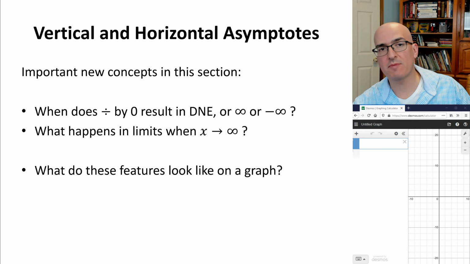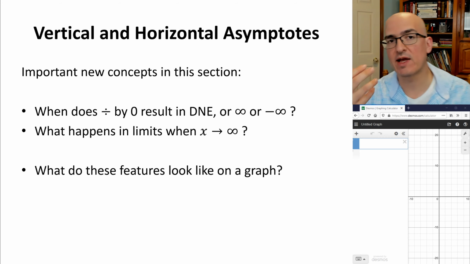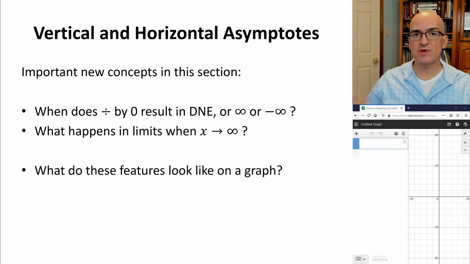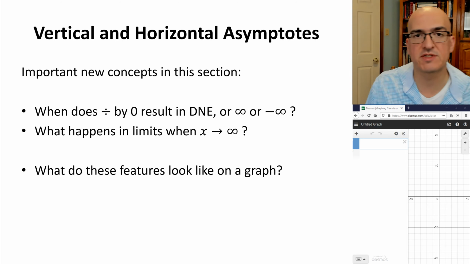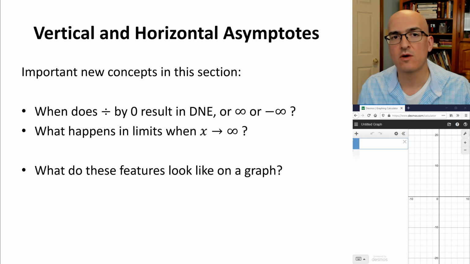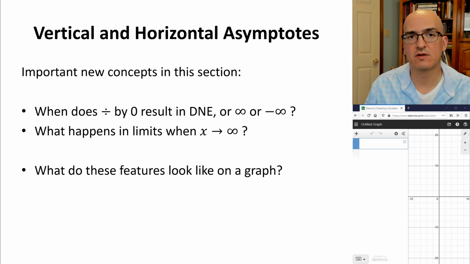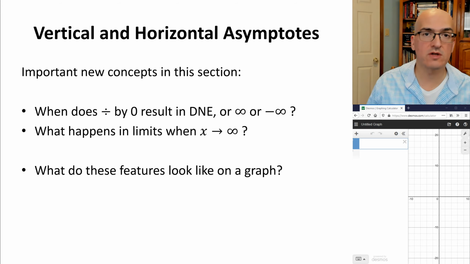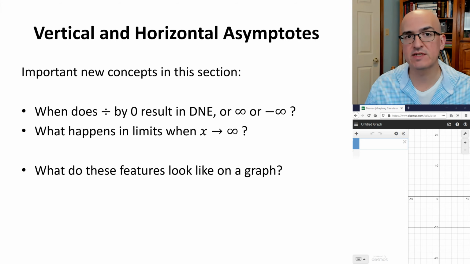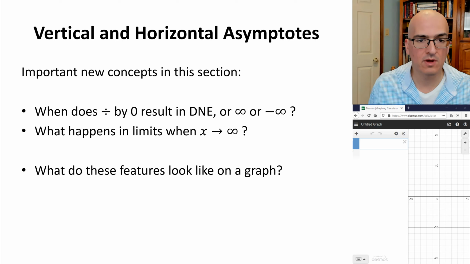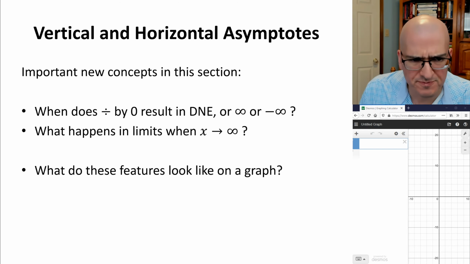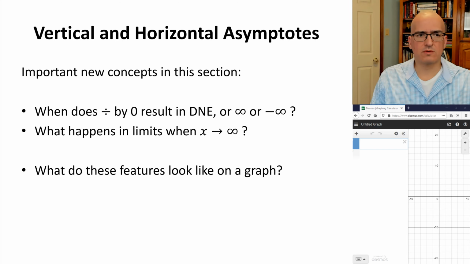So when we think about the limits we were doing before, we were looking at, let's say, limit as x approaches 3, or limit as x approaches 0, or limit as x approaches -10. Inside this section, in the discussion of horizontal asymptotes, we'll be taking the limit as x approaches infinity. So that's one piece.